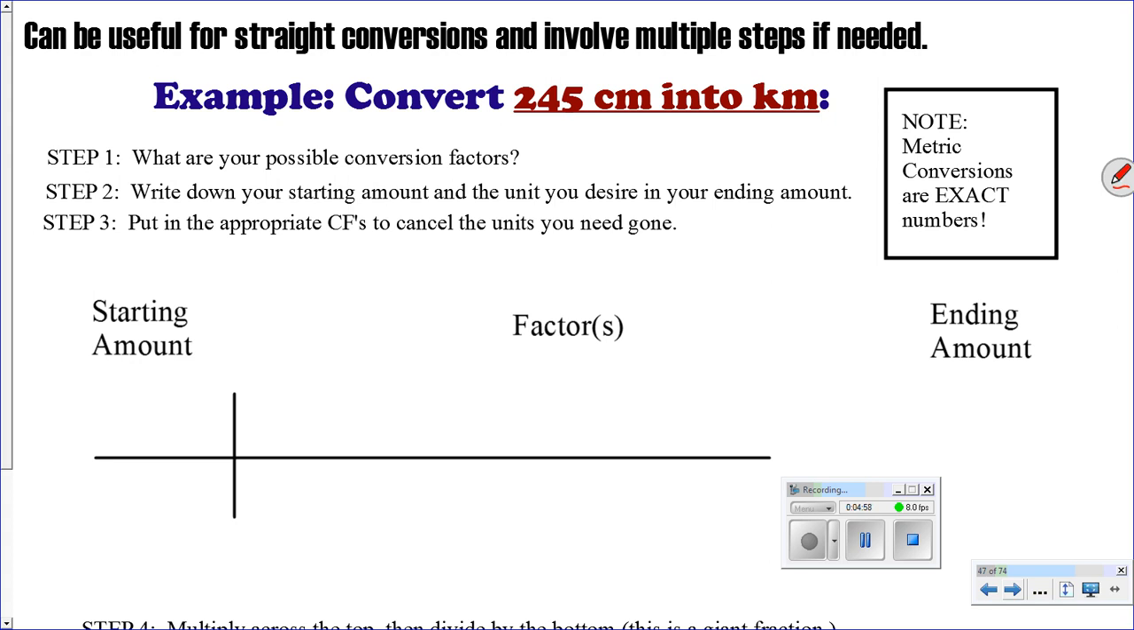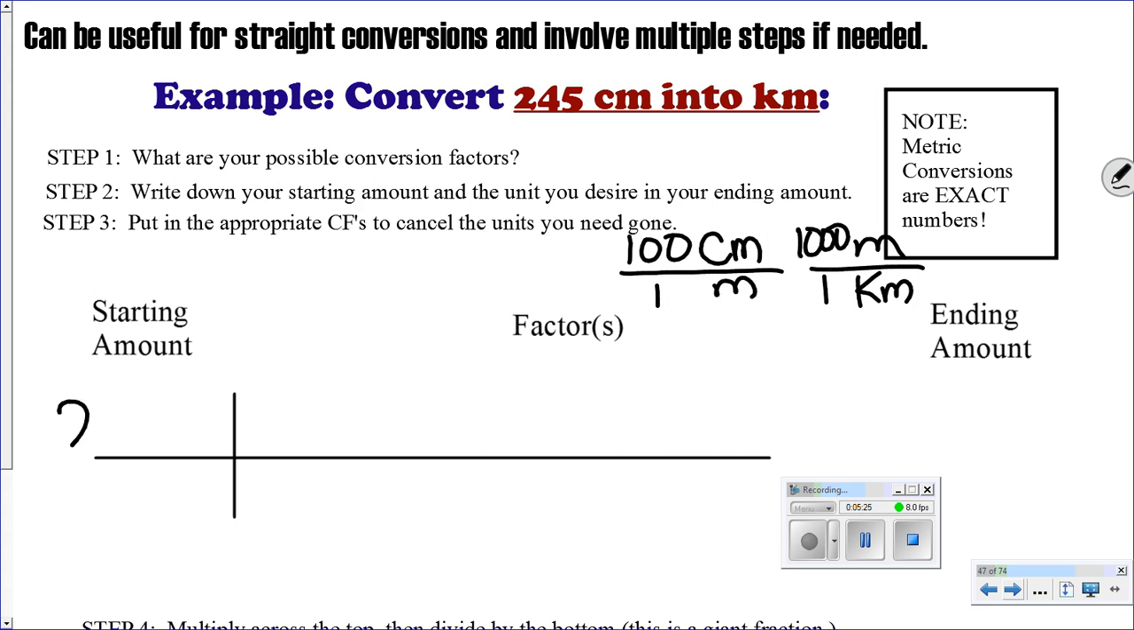So if we want to convert between centimeters and kilometers, we could say, okay, here's some stuff I already know. I know how many centimeters are in a meter. I also know how many meters are in a kilometer, okay? So I can write 100 centimeters to 1 meter, 1,000 meters to 1 kilometer. I can write those conversion factors. I can flip them as I need to. So I'm going to start with my starting amount, which is 245 centimeters.